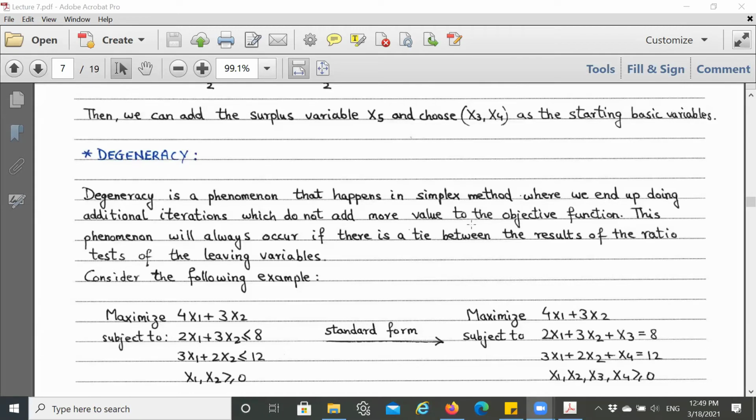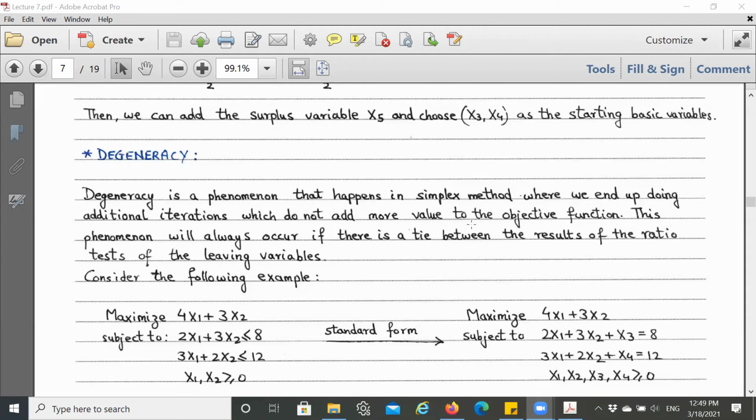That means you keep iterating to improve the z value, the optimal objective function, but we see that the objective function just doesn't improve. It's the same, even though you're always finding an entering and a leaving variable, and you do that, but the z value just remains constant. It doesn't improve any further. So that is known as degeneracy.